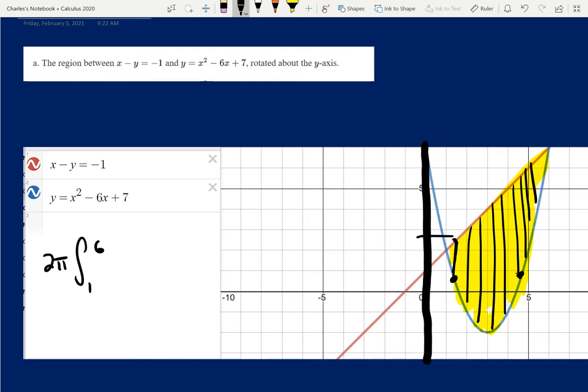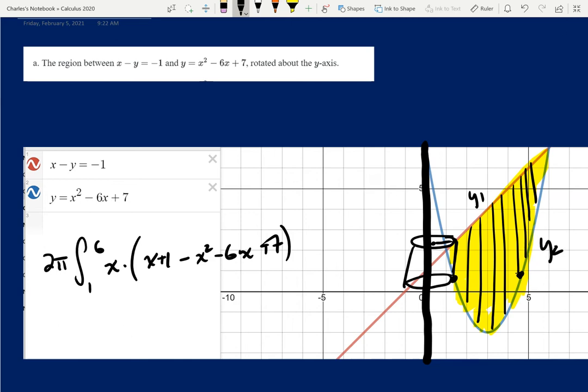And this cylinder, what's the radius of it? Well, the radius of it is going to be x, right? And what's the height? The height is going to be x plus 1 minus (x squared minus 6x plus 7). I think it's going to be this, whatever y1 minus y2. And I may have made a mistake when I converted that. I don't think so, but that's the basic way that I would look at doing that one.